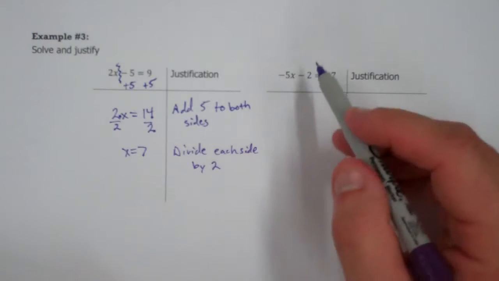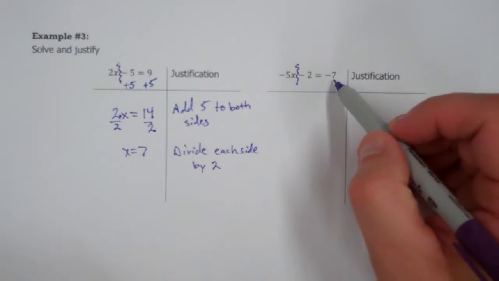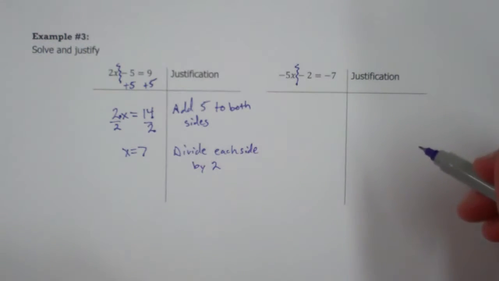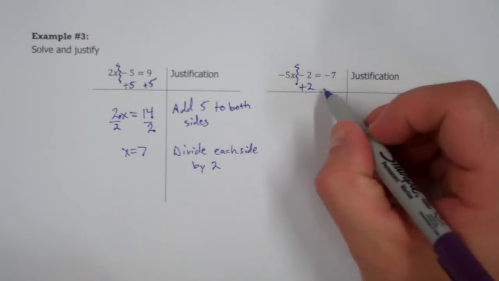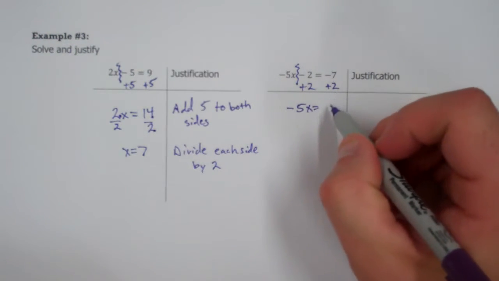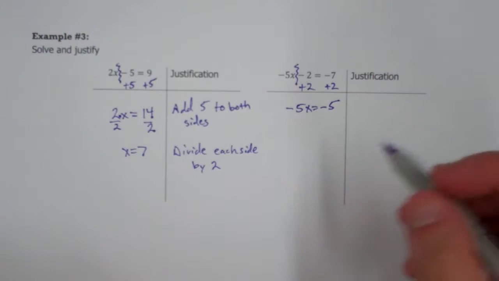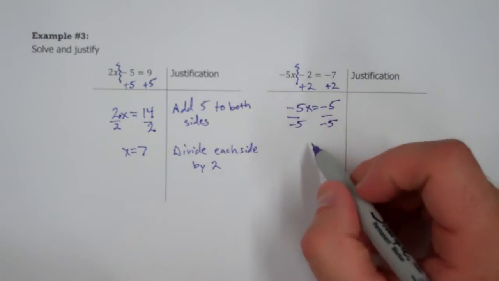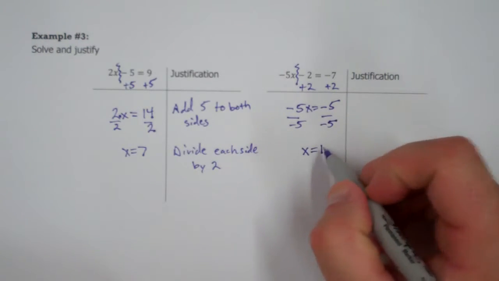This problem is similar. We again have two terms on the left, one term on the right. We need to keep this -5x here, and then we'll deal with the -5 later. So we're going to add 2 to each side. -5x is equal to -7 plus 2, which is -5. Then we'll divide by -5. x is equal to 1.